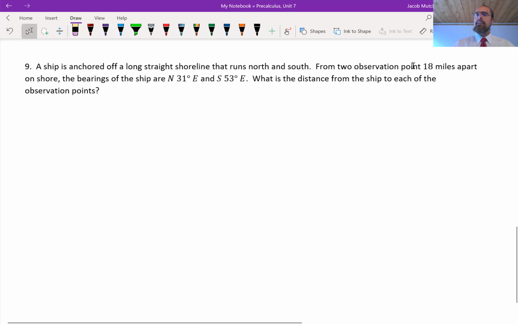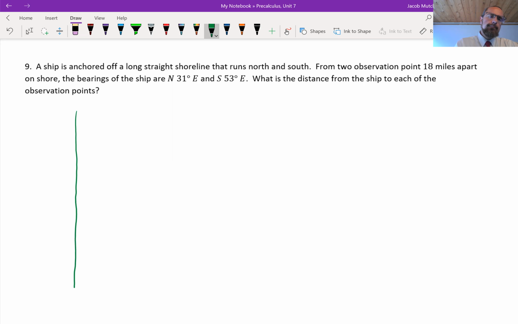Our last question is one that involves two observation points looking out on a ship. So a ship's anchored off a long straight shoreline that runs north and south. So what I'm going to do is start to create a diagram. Here's a north-south shoreline. We'll position north and south so we can see it. From two observation points 18 miles apart on shore, the bearings of the ship are north 31 degrees east.